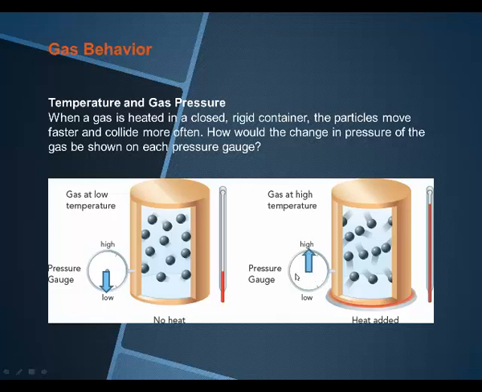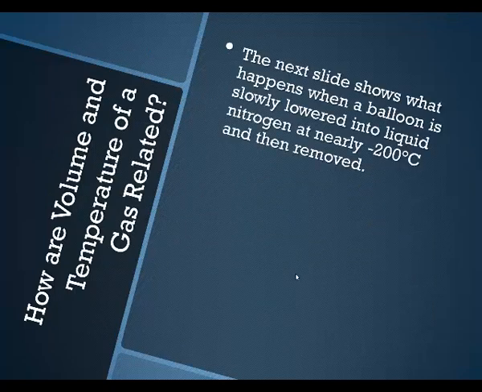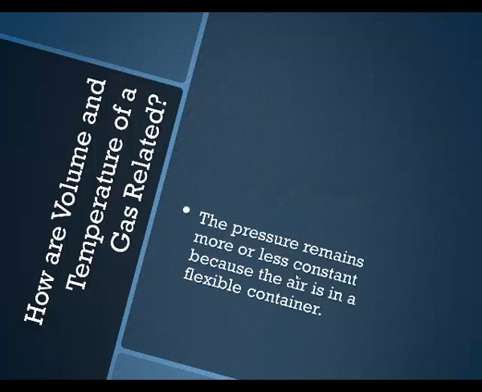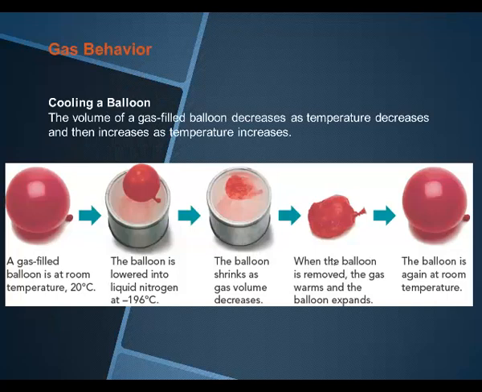How are the volume and temperature of a gas related? In the next slide, it'll talk about what happens to a balloon when it's slowly lowered into liquid nitrogen and we get it to nearly negative 200 degrees Celsius, and then we remove it. When the air inside warms up again, the volume is then increased again. The pressure remains more or less constant because the container, the balloon, is flexible. So the volume of a gas-filled balloon decreases as temperature decreases, and then it increases as the temperature increases.